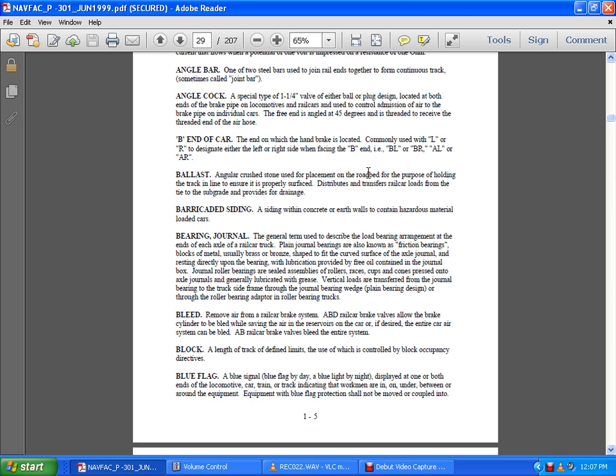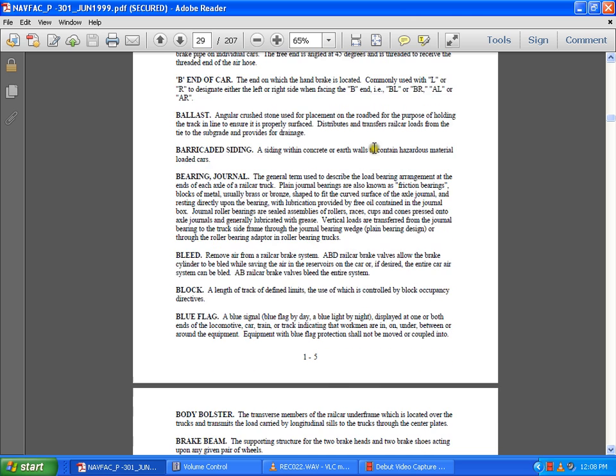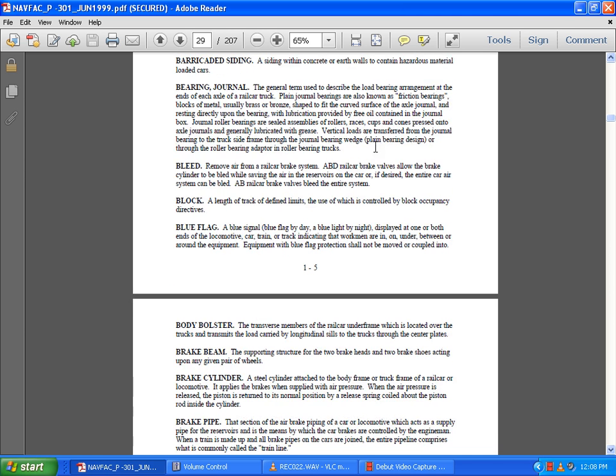Block: a length of track defined in limits, the use of which is controlled by block occupancy directives. Blue flag: a blue flag by day, a blue light by night, displayed at one or both ends of a locomotive, car, or train track, indicating workmen are in, under, or between or around the equipment. The equipment is protected and should not be moved or coupled into.